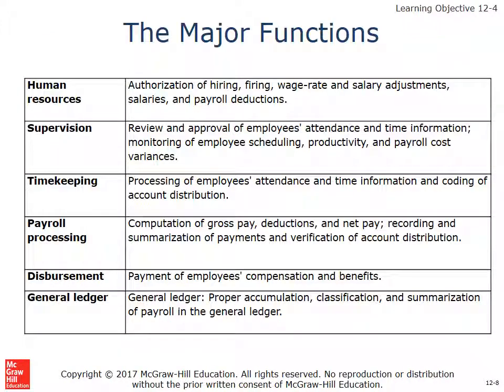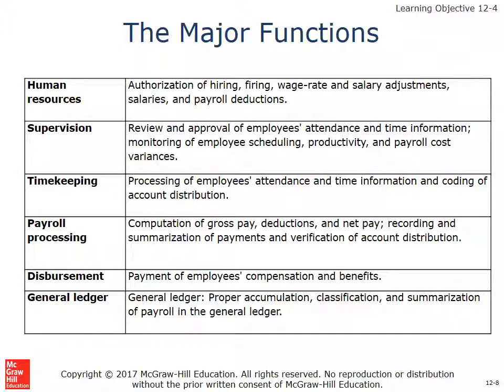The major functions in a human resource management, well, there's human resources, and this is the department that is authorizing the hiring, firing, wage rates, salary adjustments, the salaries, and payroll deductions of the employees. There's supervision. They review and approve employees' attendance and time information because that is their direct boss. They monitor employees' scheduling, productivity, and payroll costs variances, so differences between what was expected and what actually occurred.